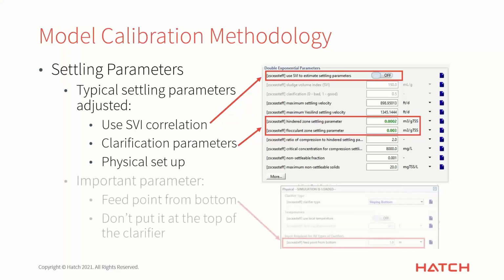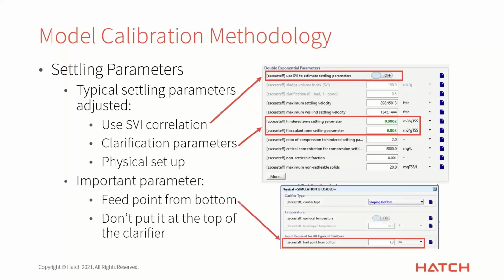But a big thing with clarifiers is the physical setup. So I would say before changing anything, it's always worth it to go back and double check your physical setup if you're having any clarification issues. The feed point from bottom is particularly important. You don't want that to be anywhere near the top of the clarifier. And as well, it's worth it to go and check the surface area and the depth of the clarifier again before actually messing with any of the clarification parameters, because oftentimes that can be the issue. Something there has just been set up incorrectly.